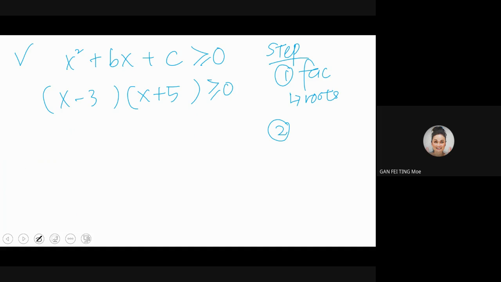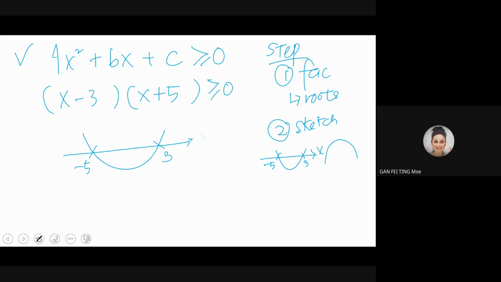So then what happened next? Once you have the root, you sketch. What to sketch? You sketch either your U shape or your N shape graph. Since A is positive, it is a U-shaped graph. This is the shape of graph that I'm going to take. Your roots are 3 and negative 5, so negative 5 should be on the left and 3 will be on the right. Then you sketch the graph underneath here.